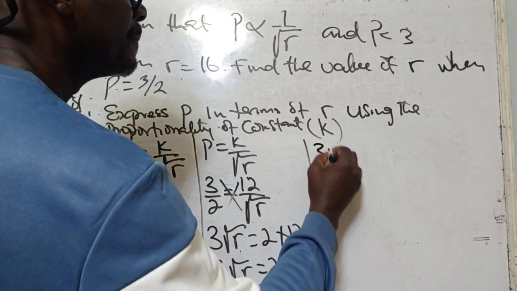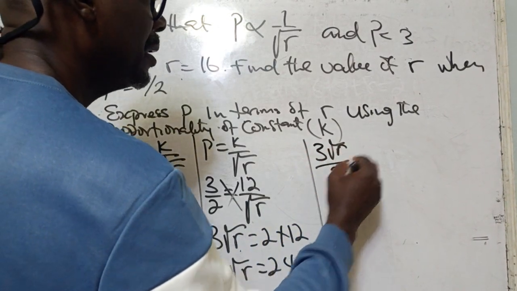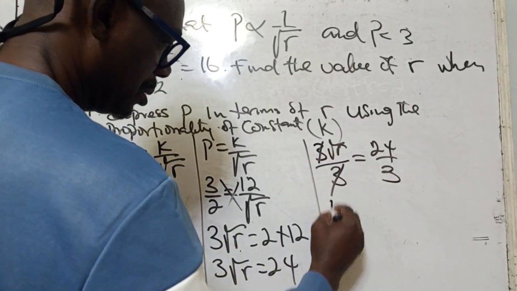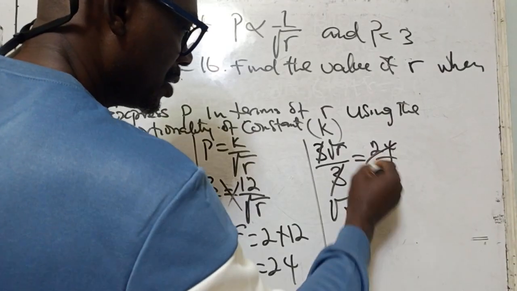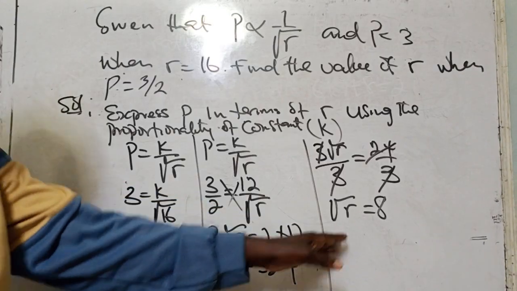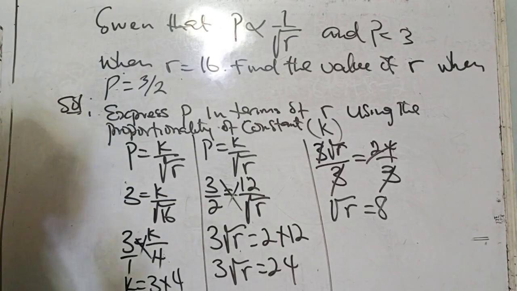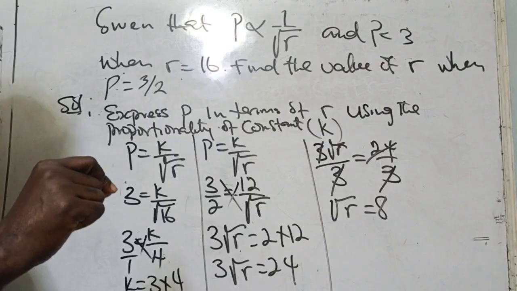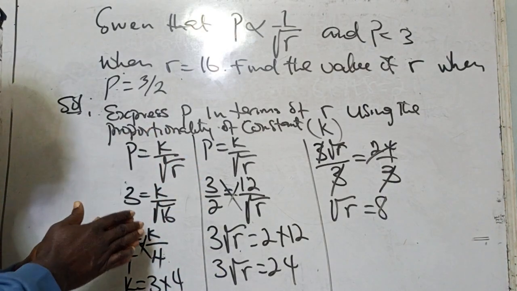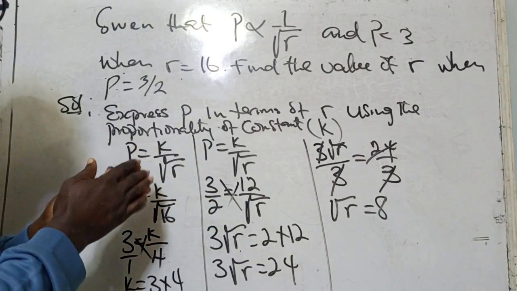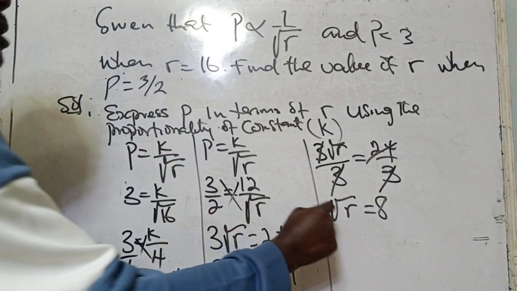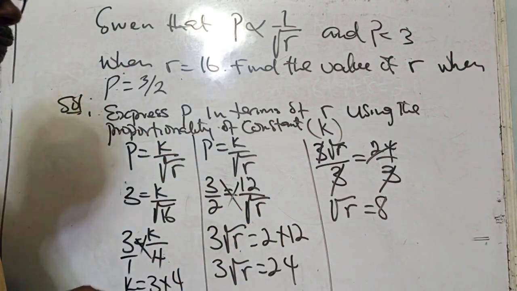So here we now have 3 square root of r divided by 3 equal to 48 divided by 3. So 3 will cancel 3, remaining the square root of r. This will give us 16. Now, how do we get r? Because it's still under the square root. So what do we do? We take the square of both sides. Sometimes when you are looking for a value that is a square, you take the square root. When you are looking for a value that is a square root, you take the square. So in this case, we are in a square root. To remove the square root, we take the square of both sides.